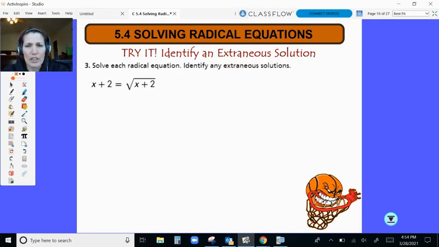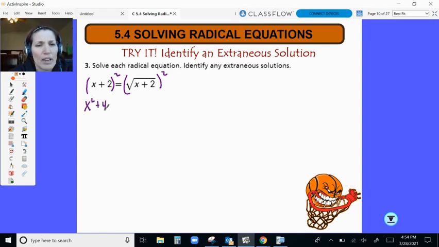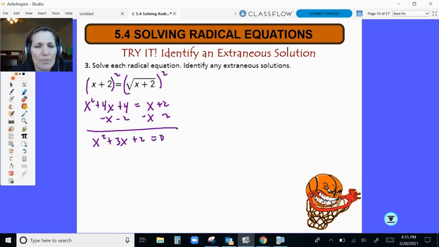Okay, so you guys go ahead and try this and see how you do, okay? So here we're going to have to square this on both sides. So we have x squared plus 4x plus 4 equals x plus 2. Let's go ahead and get this all equal to 0 now because we have a quadratic. So x squared plus 3x plus 2 equals 0. This is going to factor to x plus 2, x plus 1 equals 0. So my x's are going to be equal to -2 and -1.